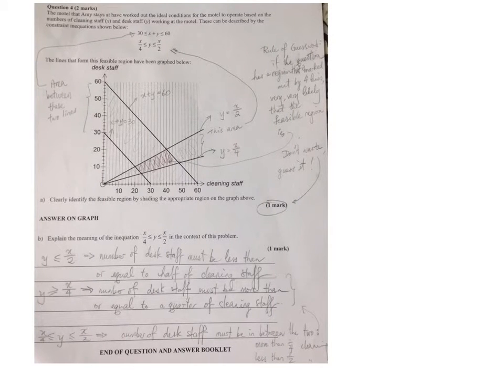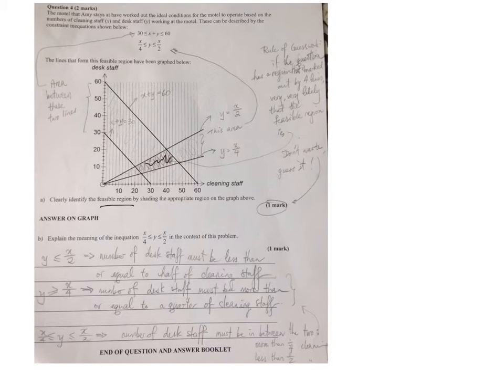A lot of you didn't even bother to try question 4. Now, question 4a. Clearly identify the feasible region by shading the appropriate region. If you are running out of time or you're not sure, don't waste the 1 mark, just guess it. If you've got 4 straight lines and there's an area constrained by the 4 straight lines, then this is the most likely answer. Guess it. There's no harm. They're not going to minus 1 mark from you. You might as well try it.